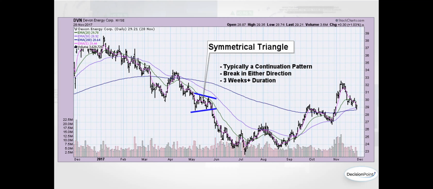You can use it on a 1-minute chart. You can use it on a daily, a monthly. I find that they tend to work regardless of whether they're on a daily chart or, say, a 5-minute chart.